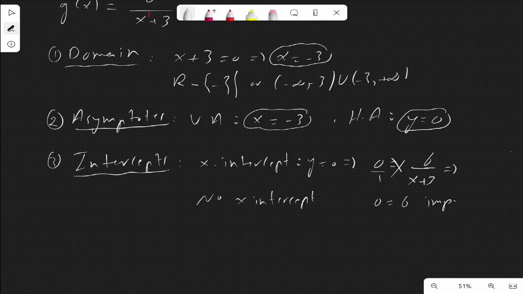Y-intercept, we put x equal to 0, leading to y equal, or g of x equal 6 divided by 0 plus 3, which is 2. So the crossing point is x equals 0, y equal 2.